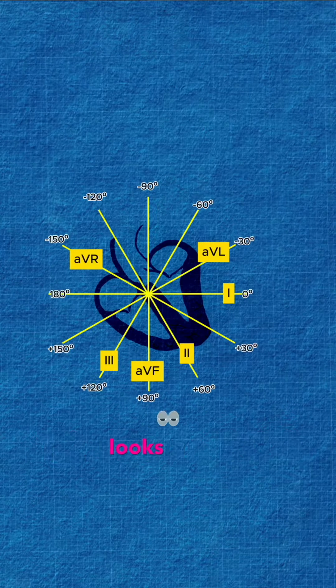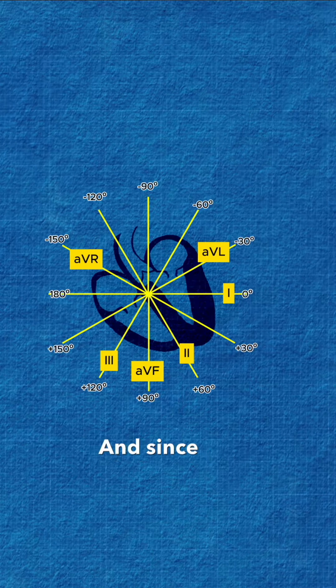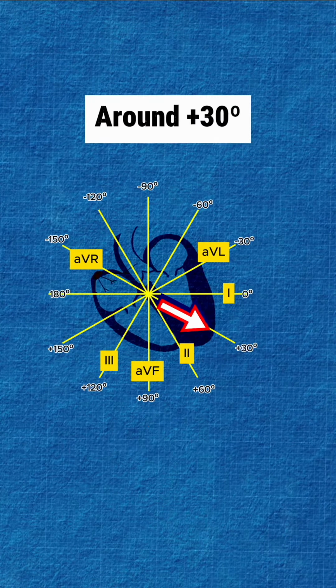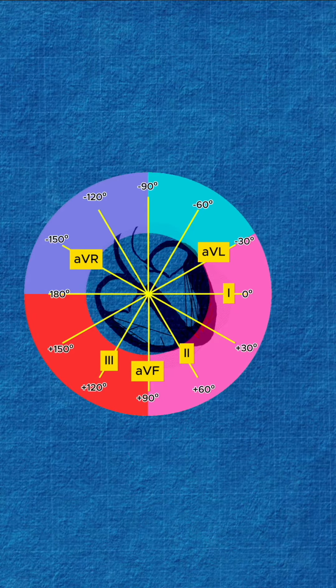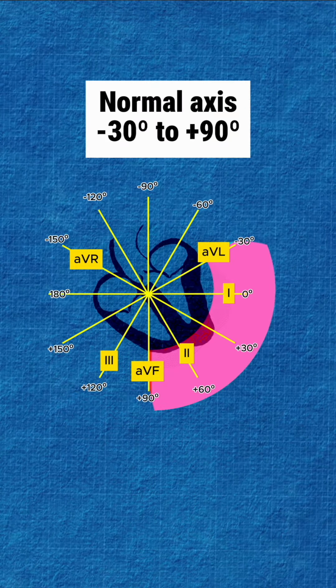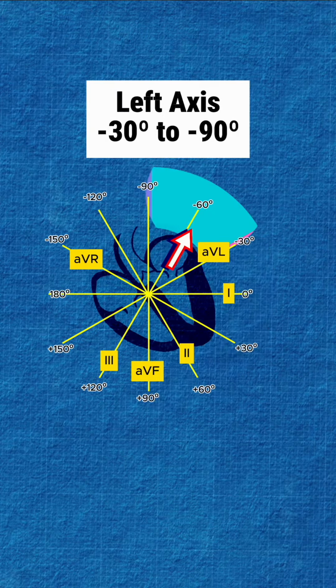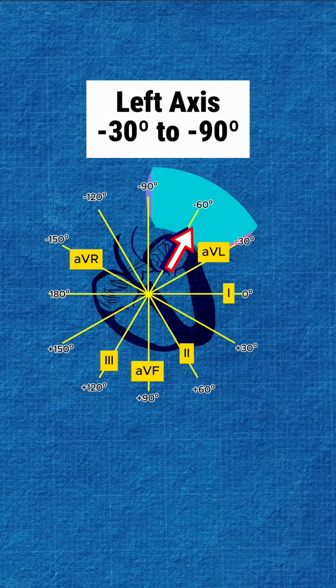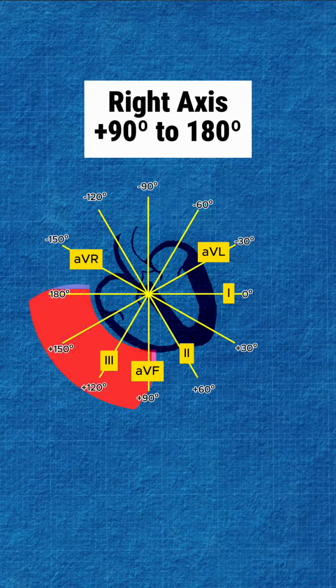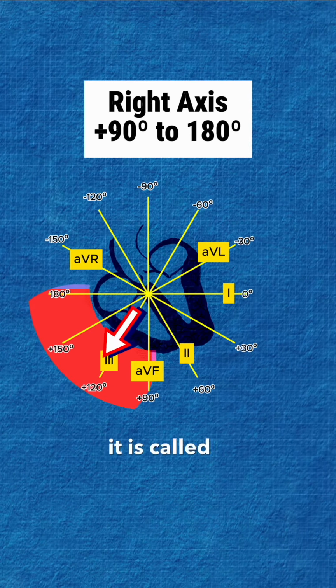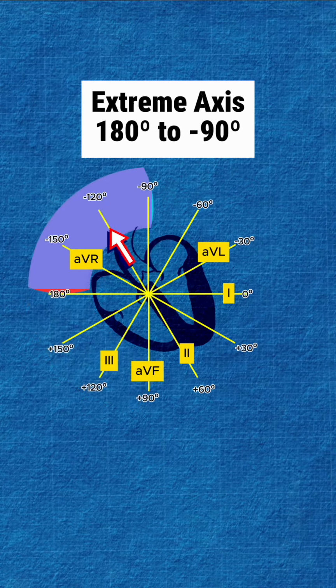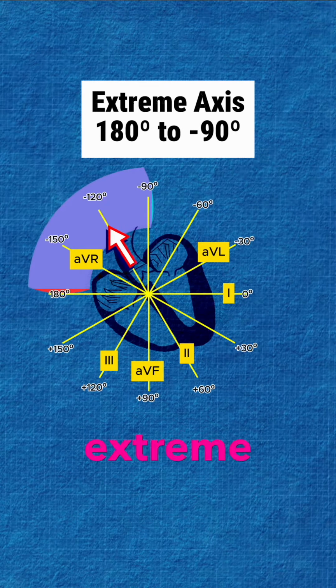A 12-lead ECG looks at the heart from various directions. And since the net vector lies in this direction, which is around plus 30 degrees, this is where the normal axis lies, between minus 30 to plus 90 degrees. Whenever the axis deviates towards the left, that is between minus 30 to minus 90, it is called a left axis deviation. Whenever the axis deviates towards the right, from plus 90 to 180 degrees, it is called a right axis deviation. And the remaining part is called a northwest axis or extreme axis deviation.